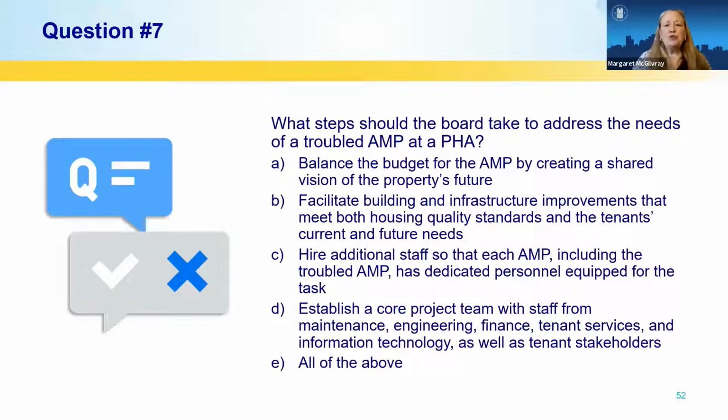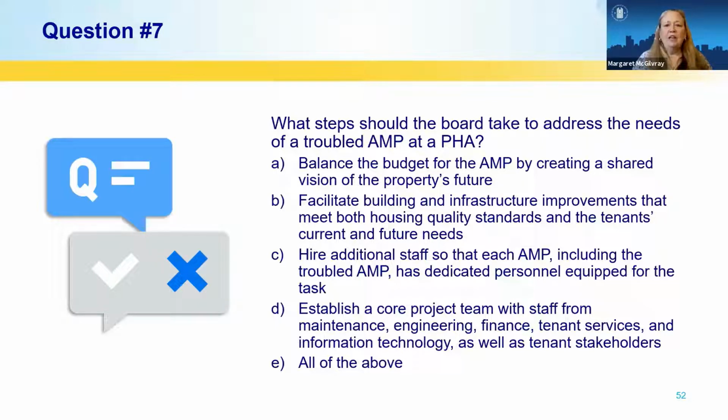What steps should the board take to address the needs of a troubled AMP? And that's an AMP that's scored 60 or below on their FAS at a PHA. If you answered E, then you were correct.